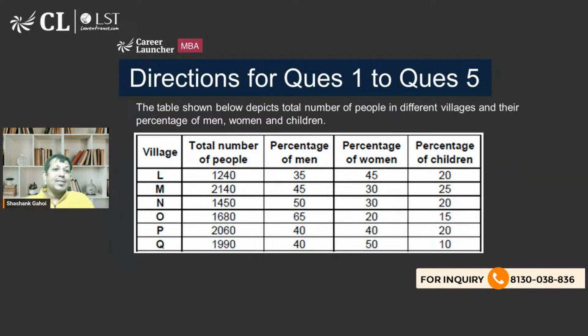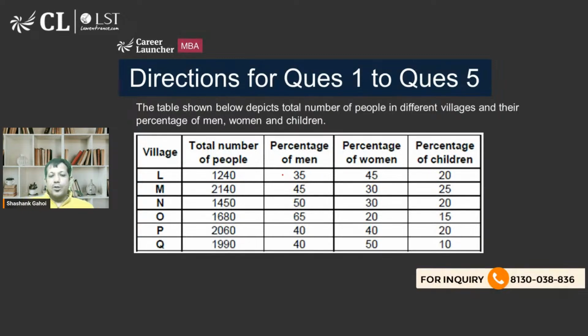The table shown below depicts the total number of people in different villages and their percentage of men, women, and children. Village L has a total of 1240 people. The percentage of children is 20%, women is 45%, and men is 35%. So how are we going to calculate this very quickly?